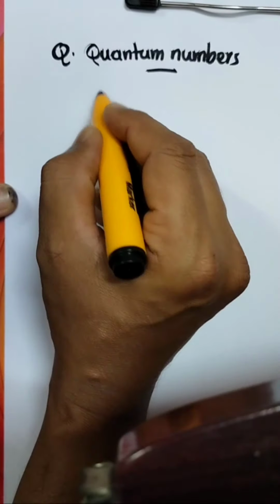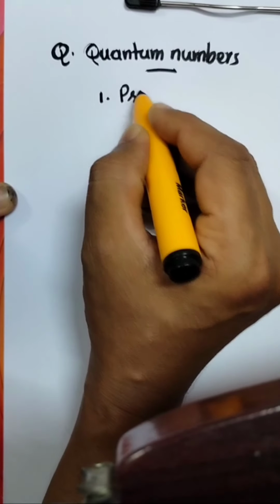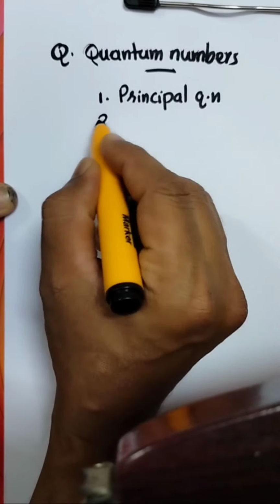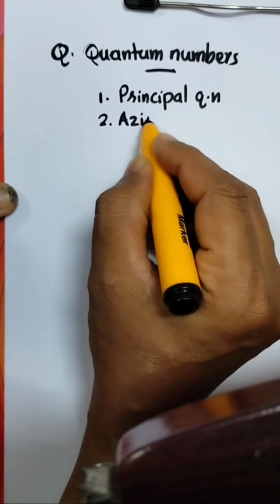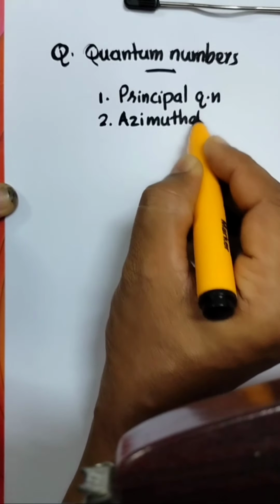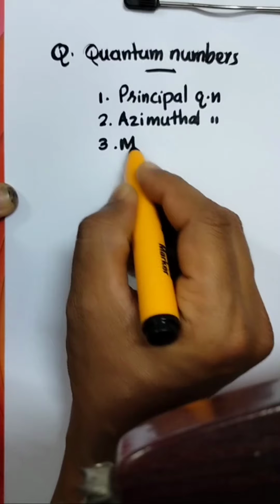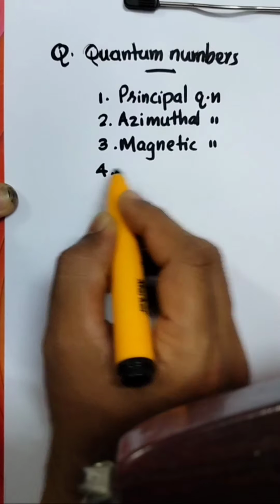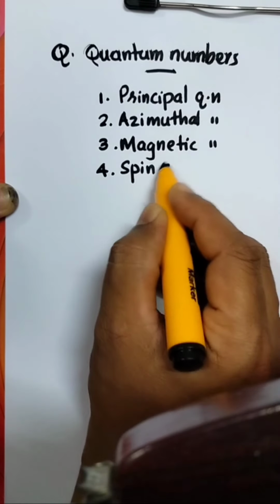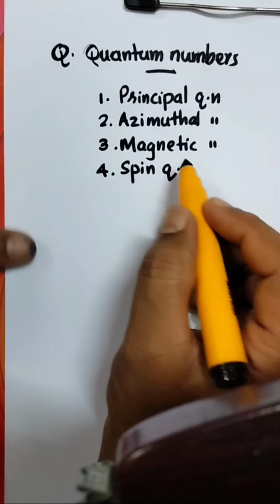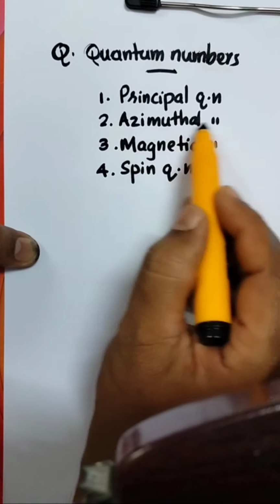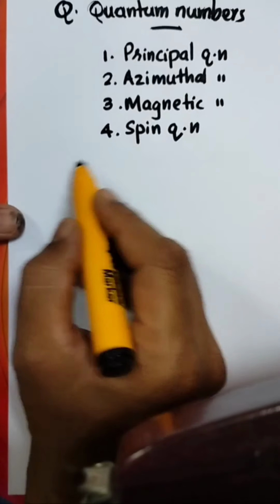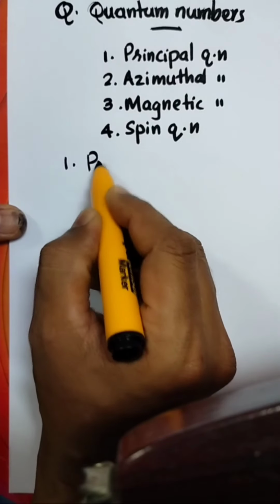First quantum number, principal quantum number. Second, azimuthal quantum number. Third, magnetic quantum number. Fourth, spin quantum number. These are the four quantum numbers: principal quantum number, azimuthal quantum number, magnetic quantum number, and spin quantum number.